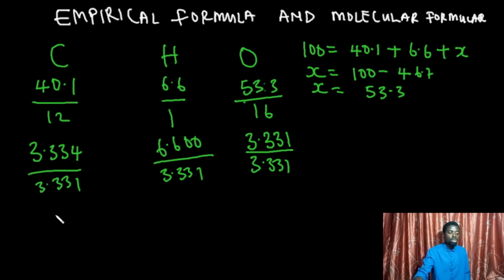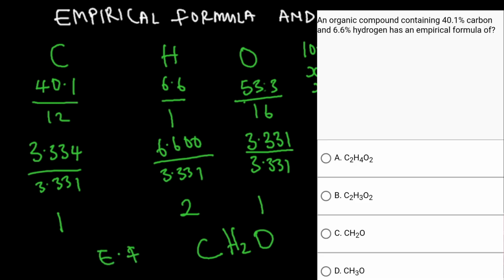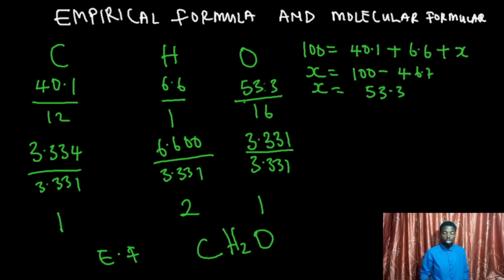Now when I divide through with this, I'm going to get 1 here, 2 here, and 1, which implies that our empirical formula is going to be how many carbon? We have 1 carbon atom, 2 hydrogen atoms, and 1 oxygen atom, and that is the empirical formula of this compound. So if you look at the options, you will notice that that is option C, and that's that. Quite simple, right? Okay, so let's try more questions on empirical formula.